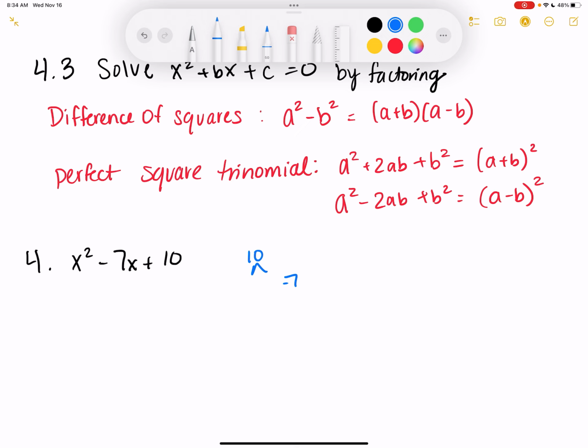So what are factors of 10? 2 and 5. Do you want them negative? Yes, so 2 and 5. So I need something that when multiplied gives me a positive 10, but when added or subtracted gives me a -7. So that means that they both need to be negative. So then we have our factors x minus 2 times x plus 5. Or x minus 5, what am I doing?